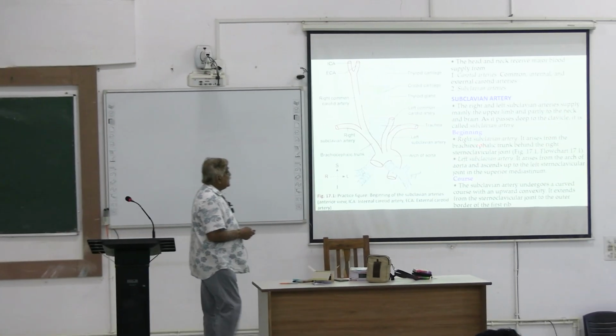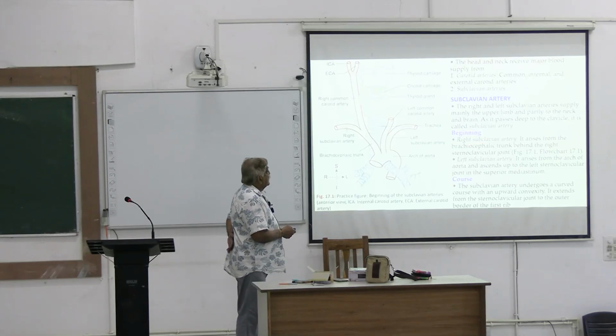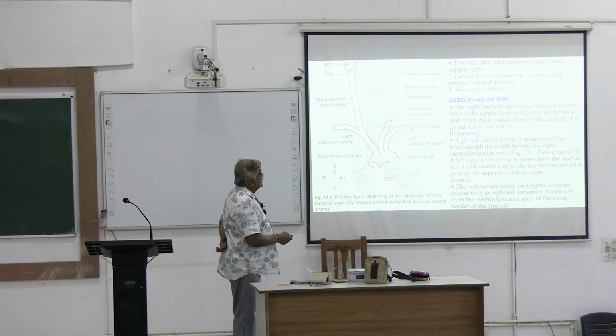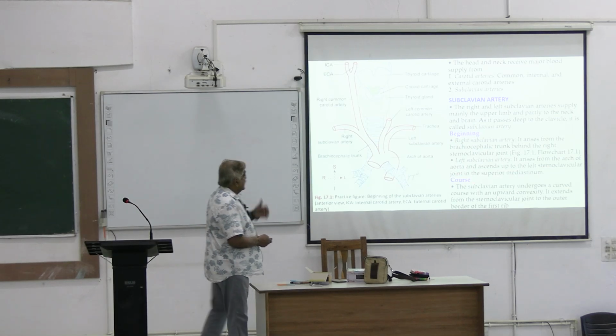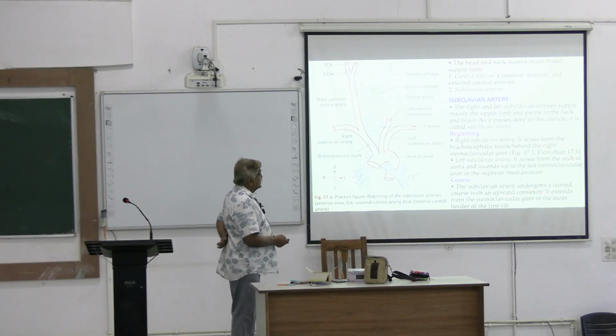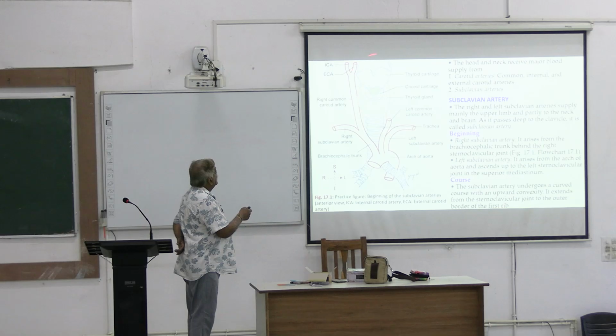Now, the beginning: the right subclavian artery arises from the brachiocephalic trunk behind the right sternoclavicular joint, and the left subclavian artery arises from the arch of the aorta and ascends up to the left sternoclavicular joint in the superior mediastinum. Course: the subclavian artery undergoes a curved course with an upward convexity. It extends from the sternoclavicular joint to the outer border of the first rib. Okay, the first rib, I'll show you in the next figure.